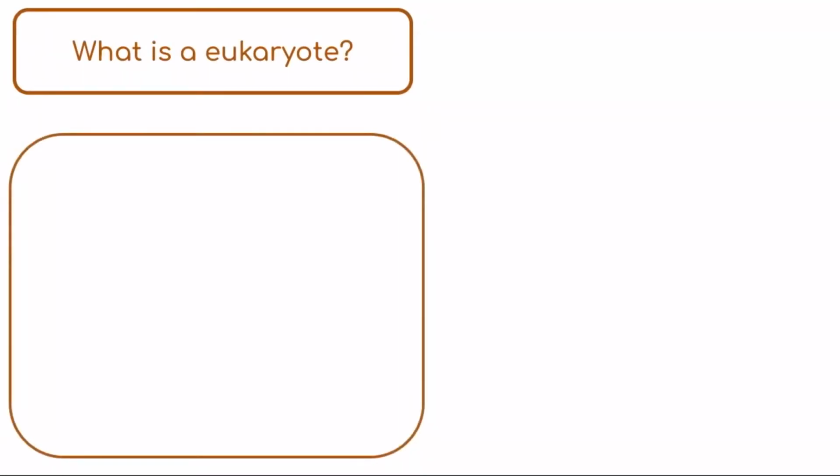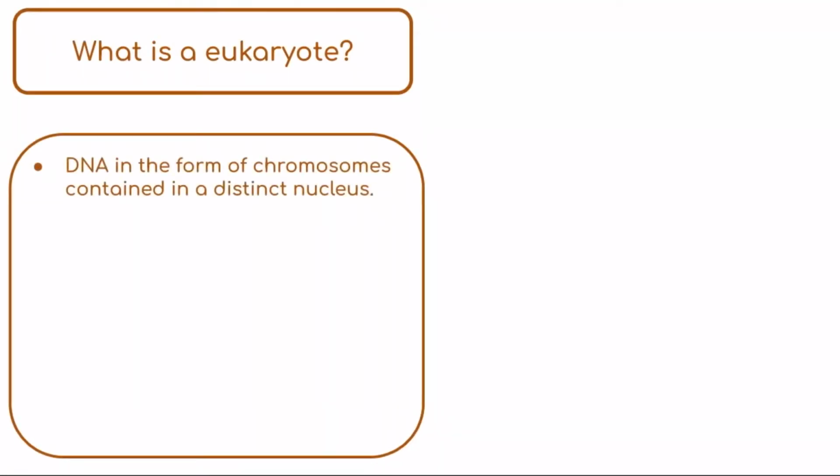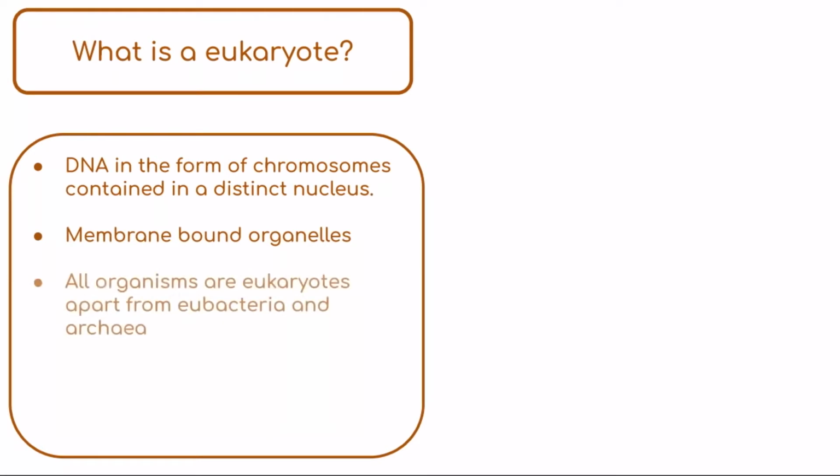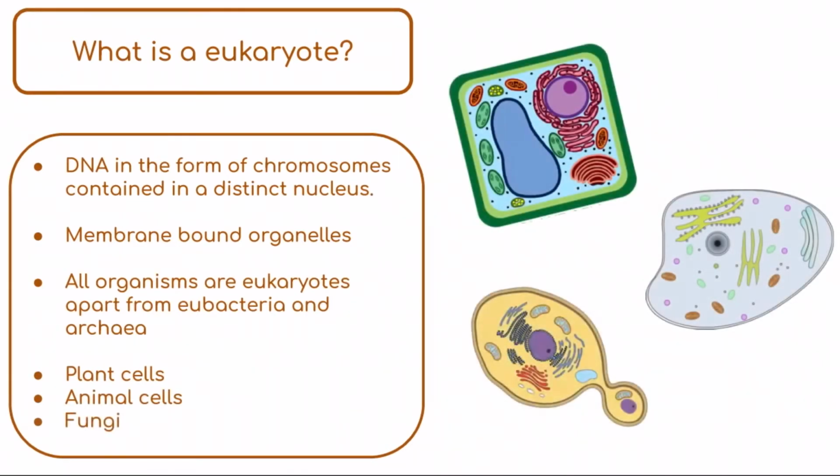These are organisms whose cells store DNA in the form of chromosomes contained in a distinct nucleus and whose organelles are membrane bound. All organisms fall into this category apart from eubacteria and archaea. An example of these are plants, animals and fungi, all of which can be seen on the right.